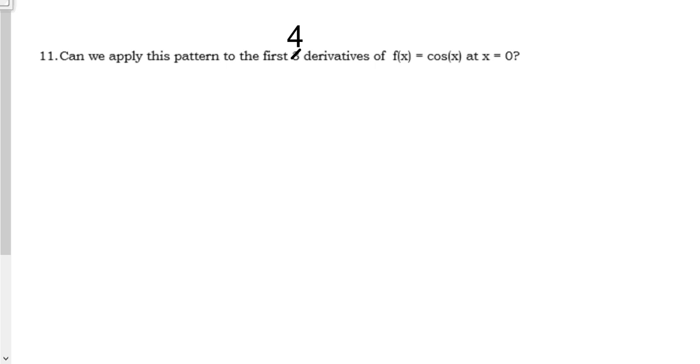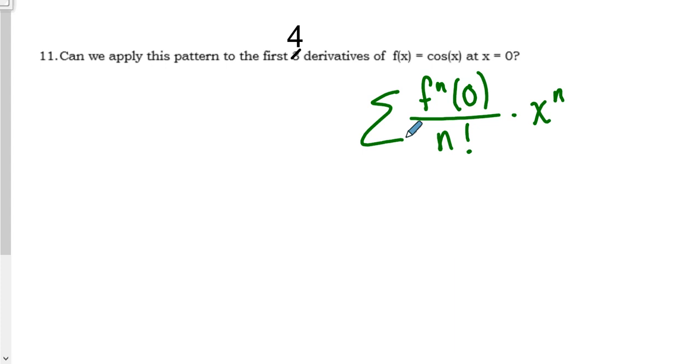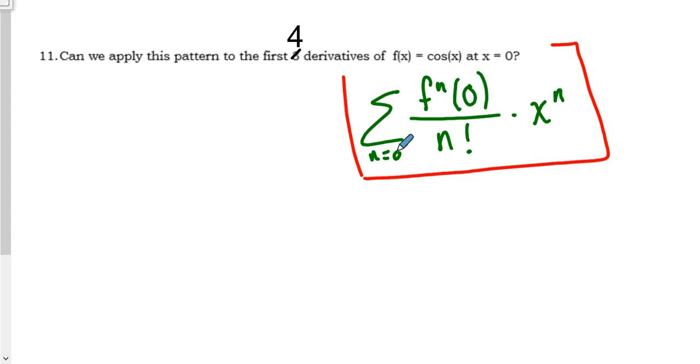Okay, so that's the big pattern. That's the big ta-da. Okay, so can we apply this pattern that we just found to the first 4 derivatives of cosine at x equals 0? Okay, so I know that I need to structurally have a derivative value at 0, a factorial, and a power of x. That's what I just found. Okay, that was the big idea. Put that like in a little box for myself. Okay, so let's try that out.